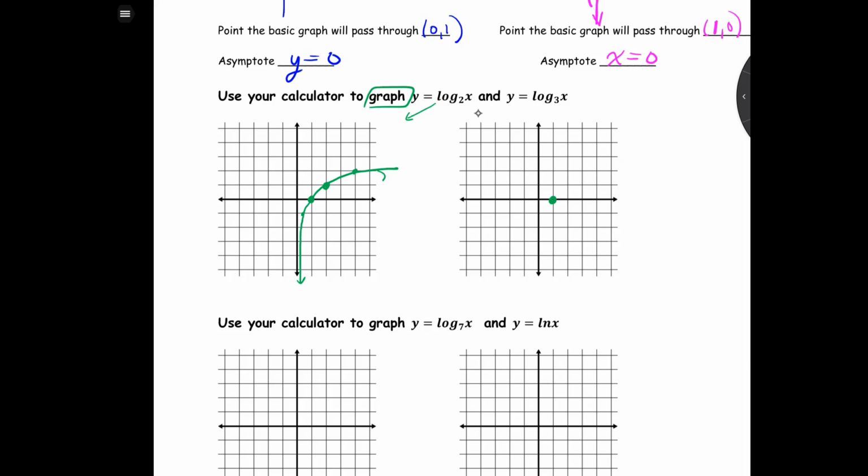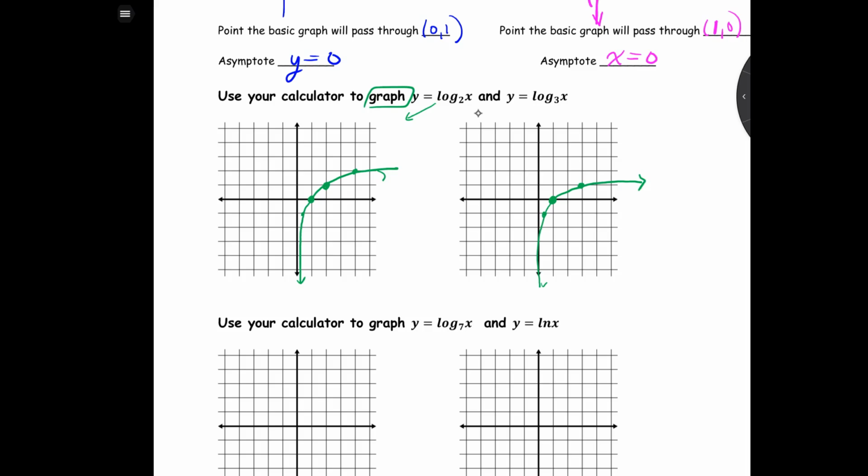How about log base 3 of x? What would be good points to have other than 1, 0? What happens when x is 3? Yeah, 3, 1. And unfortunately, I can't show any more on this graph. But what happens when x is 1/3? Becomes -1. And we have that graph shown.